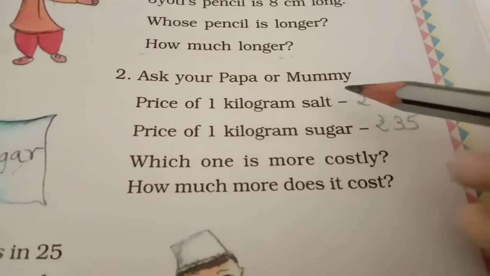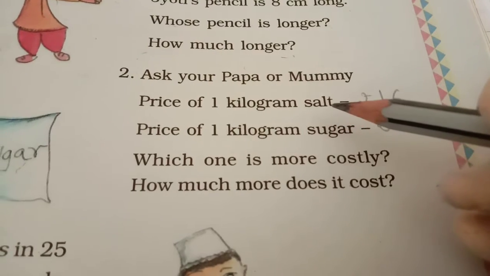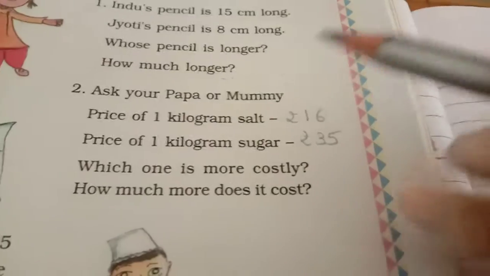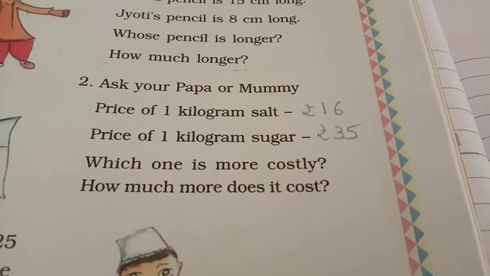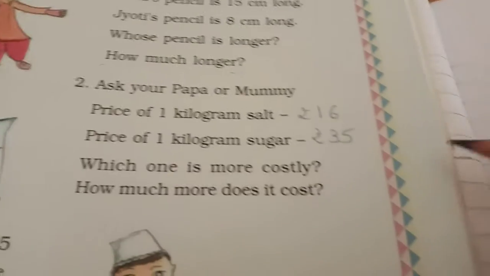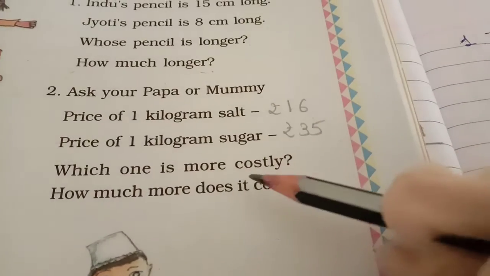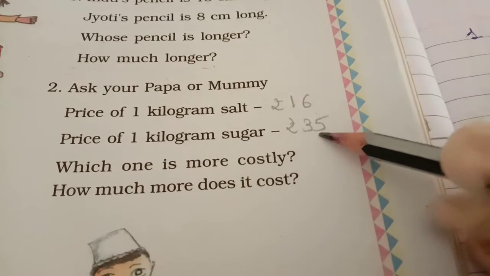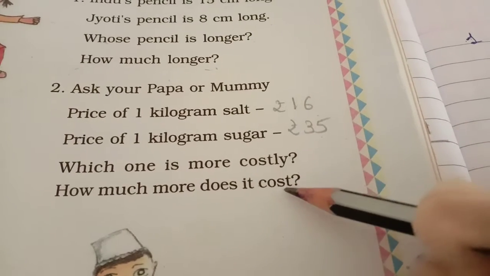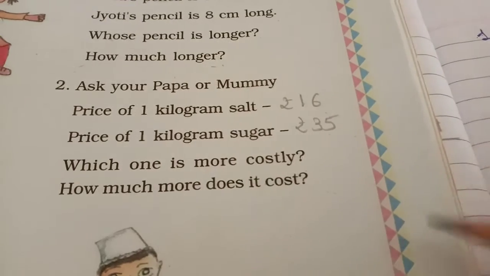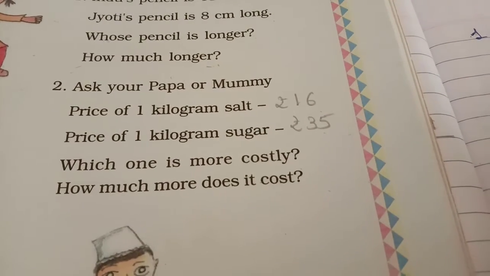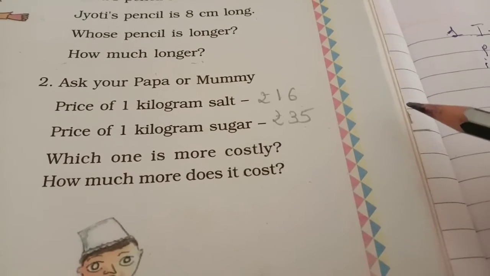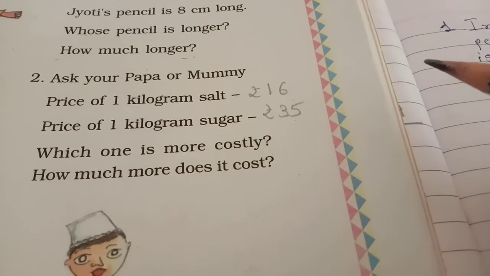Ask your papa or mummy the price of 1 kilogram of salt. It may be rupees 16. And the price of 1 kilogram of sugar may be rupees 35. Which one is more costly, salt or sugar? Sugar is more costly. How much more does it cost? We have to subtract salt from sugar.